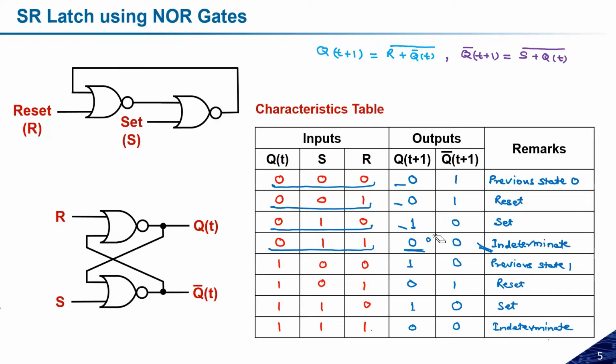So at this combination, 011, the output could be anything. This Q(t+1) could be anything, and we need to consider it as a don't care, because we cannot predict what Q(t+1) should be, since we have both set and reset. It could be 0 or 1, so any of the four possibilities can be there: 00, 01, 10 and 11.